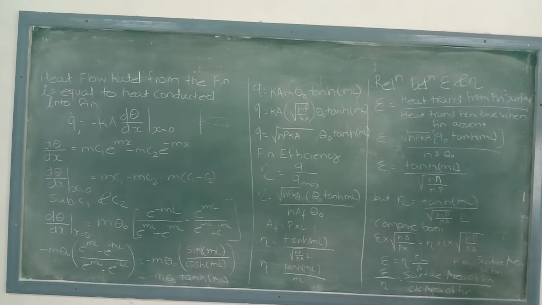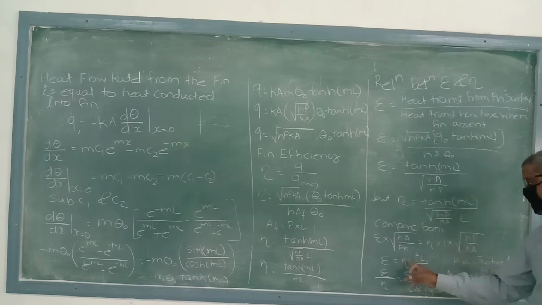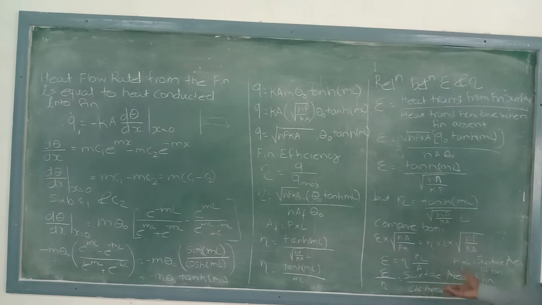So these terms remain, and P into L means what? P into L means surface area of the fin. And suppose we take this efficiency in the denominator, so effectiveness upon efficiency is equal to surface area of the fin upon A. This P into L is the surface area of the fin, and this A is the cross section area of the fin. So we are getting the relation between the effectiveness and efficiency is surface area of the fin upon cross section area of the fin.